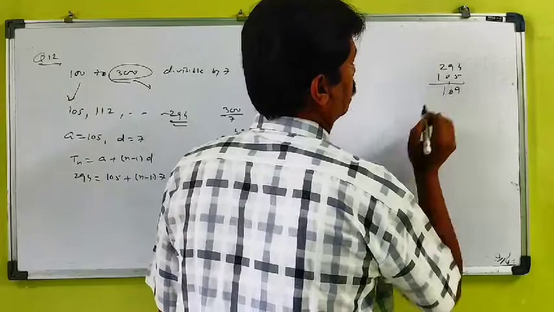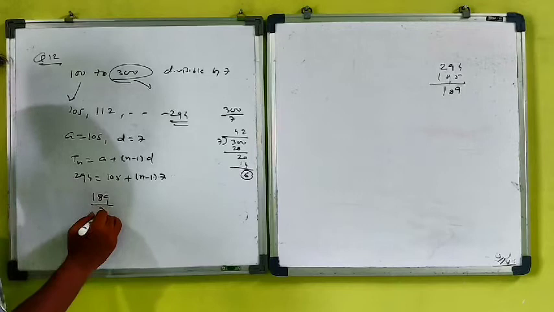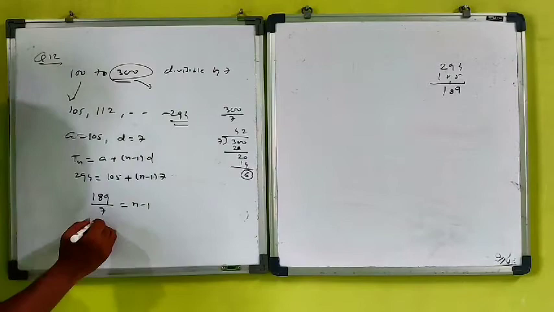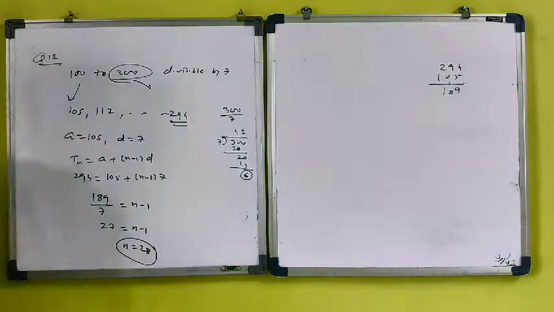So 189 divided by 7 is n minus 1. 7 2s are 14, so it is 27. So n is equal to what? Here n is equal to 28.